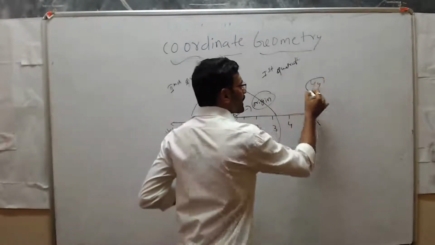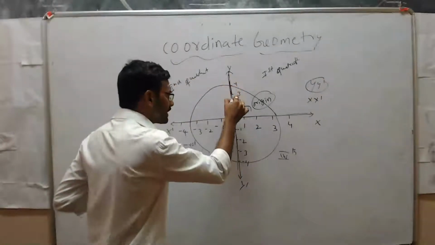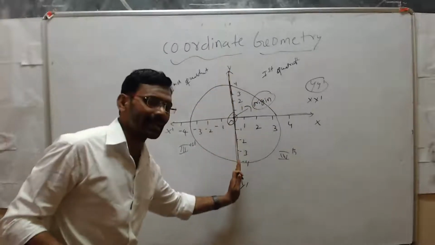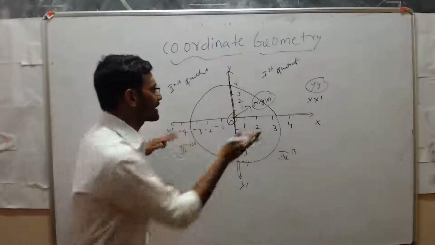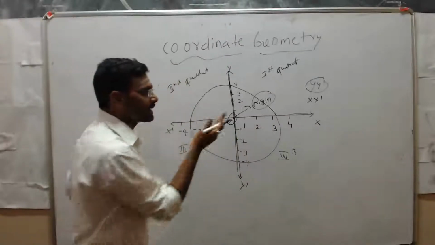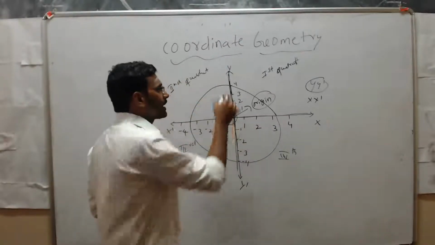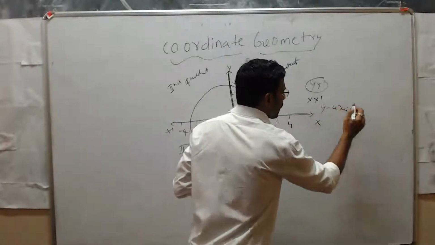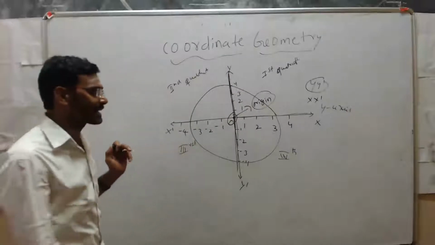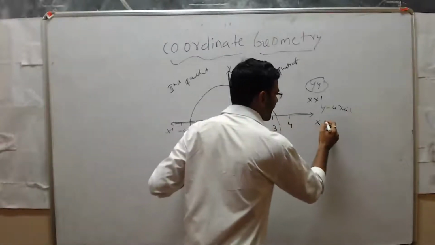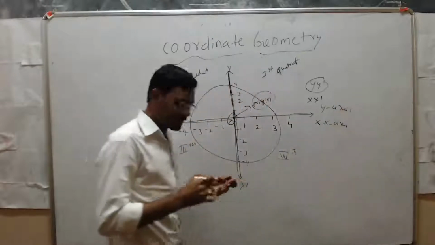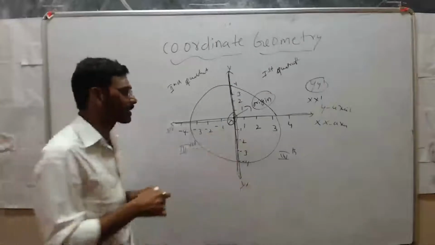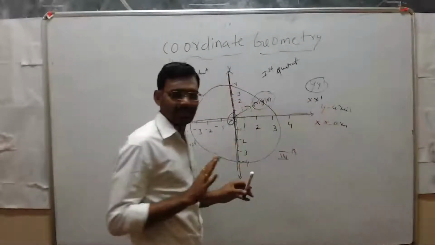The y dash line is a vertical line, and the x dash line is a horizontal line. In the Cartesian plane, the vertical line is considered as the y-axis, and the horizontal line is considered as the x-axis.